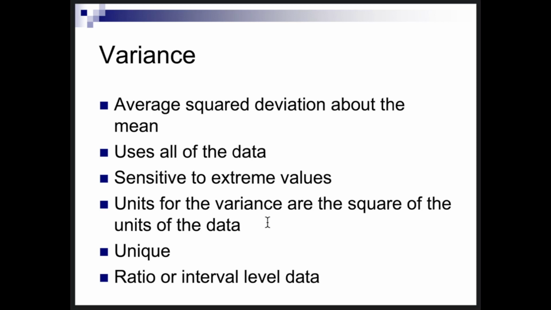In addition, the units for the variance are the square of the units of the data. For example, if the data consist of lengths or distances, maybe lengths measured in feet, then the units for the variance of that data would be feet squared or square feet. If the data represent income data, where the units are dollars, then the units of the variance of that data would be dollars squared or square dollars.